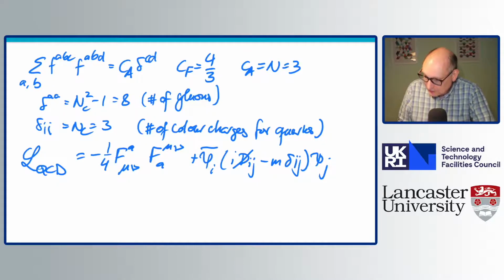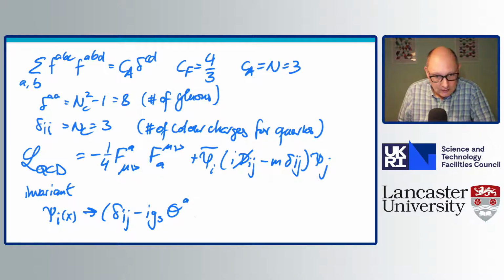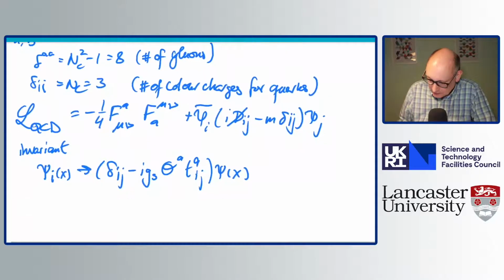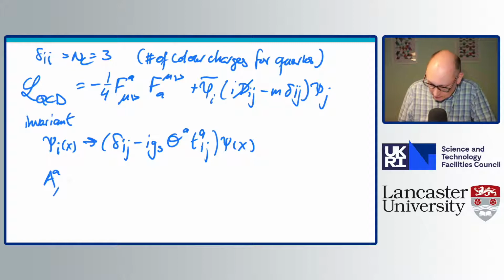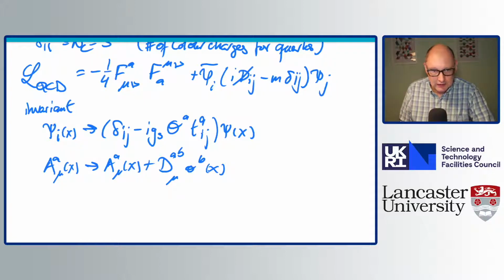Now, this Lagrangian here is invariant under the gauge transformation we solved. So for example, if psi_i(x), our spinor, is transformed into (delta_ij minus i g_s theta^a t^a_ij) psi_j(x), and our gluon field A_mu is transformed into A_mu(x) plus D^ab_mu theta^b(x), where D^ab is the covariant derivative in the adjoint representation, so acting on the gluon field, then we do indeed get a gauge invariant construction.